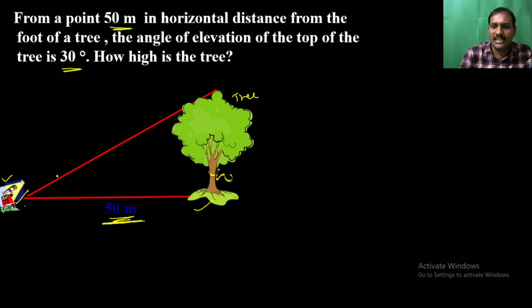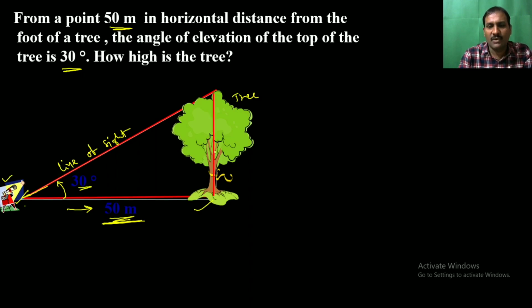Okay, and what is the angle of elevation? That is 30 degrees. So this is the line of sight. Okay, and below it is the horizontal line. This is the angle of elevation, 30 degrees. Now this is the height of the tree. That's what we have to find. So let it be x meters. So let us give some names to them. And this point is B, this is C. Now a triangle is formed.